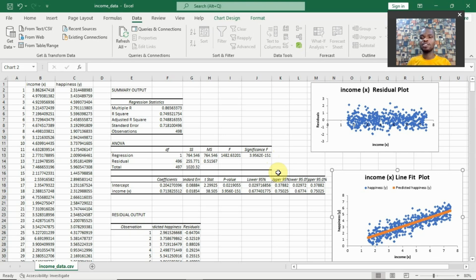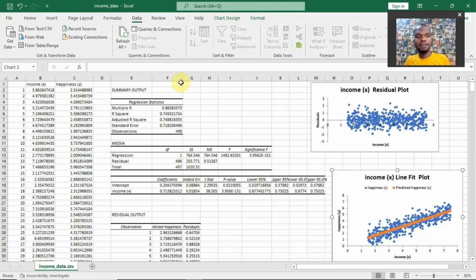Okay, we'll accept only a significance F value that is less than 0.05 because we are taking 95% significance. So 95% of our data is good. So if we have this value, this is times 10 to minus 151, it means that our model is very, very good in predicting what our values are, which means that it is accepted.